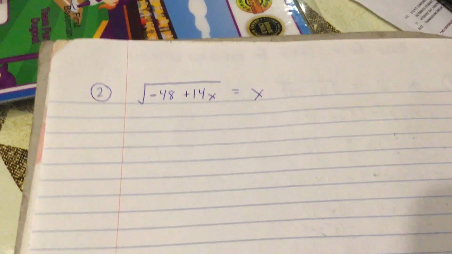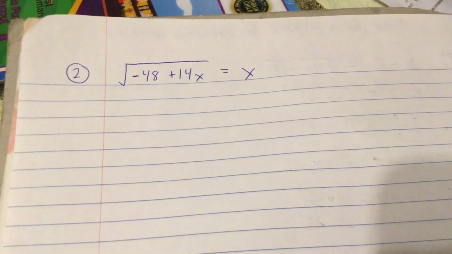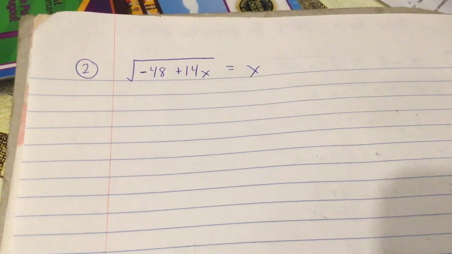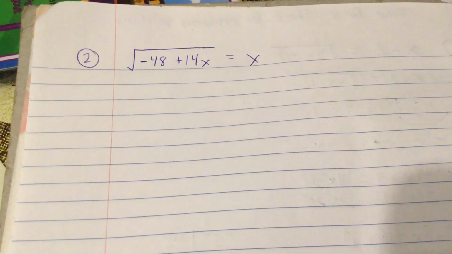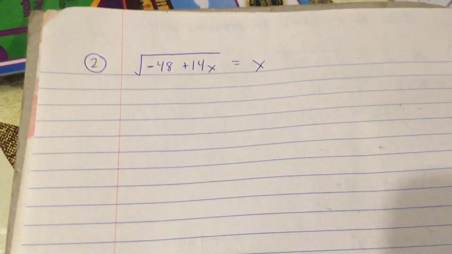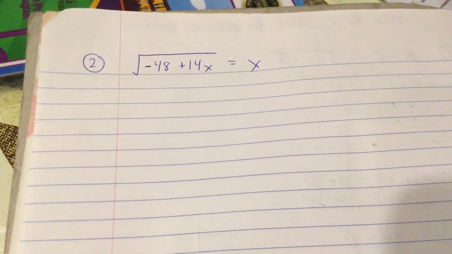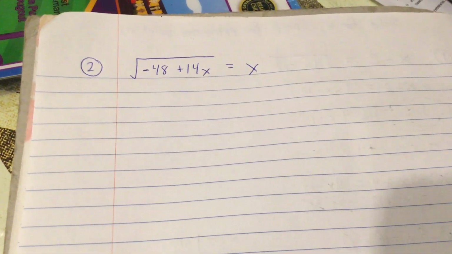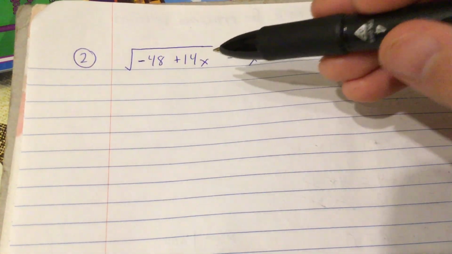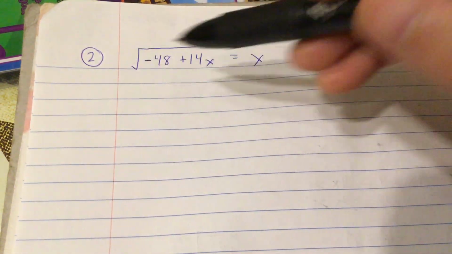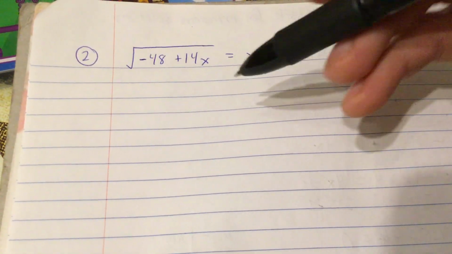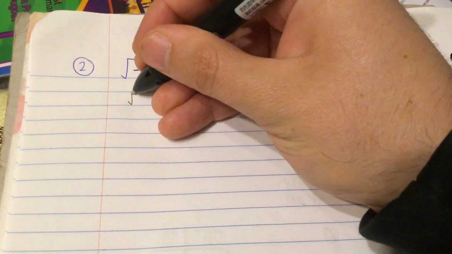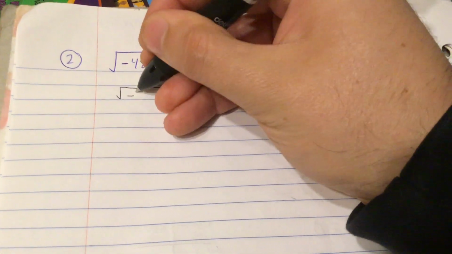Now, this one's a little bit different. The square root of negative 48 plus 14x is equal to x. And I want to solve for x and check for any bogus solutions. All right, here we go. So if I look at this, I want to solve for x, but in order to work with it, I need to undo that radical. So I'm going to square both sides.